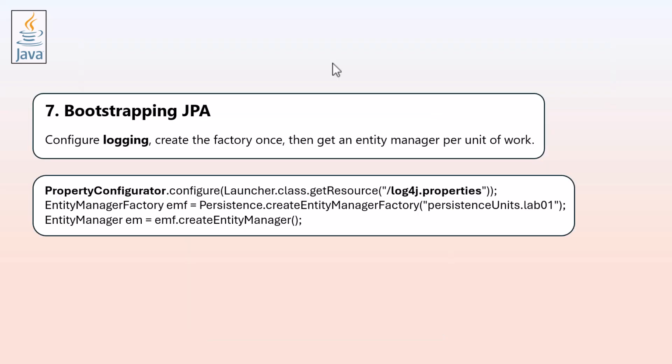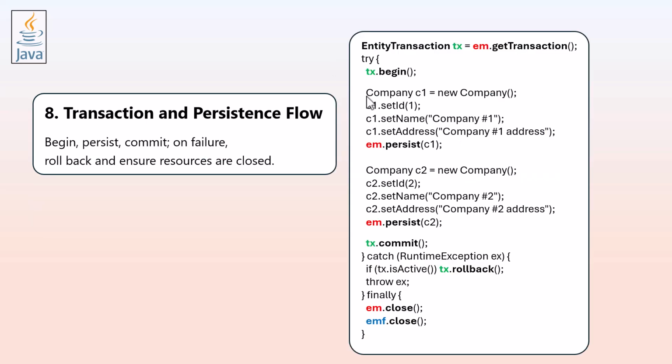7. Bootstrapping JPA. At startup, logging is configured so we can see what the provider is doing. The application creates a factory from the named persistence unit and obtains a persistence context from it. The persistence context is the unit that tracks entity states and coordinates with the database session under the hood. The factory is designed to be created once and kept for the application lifetime, whereas the context is scoped for a unit of work.